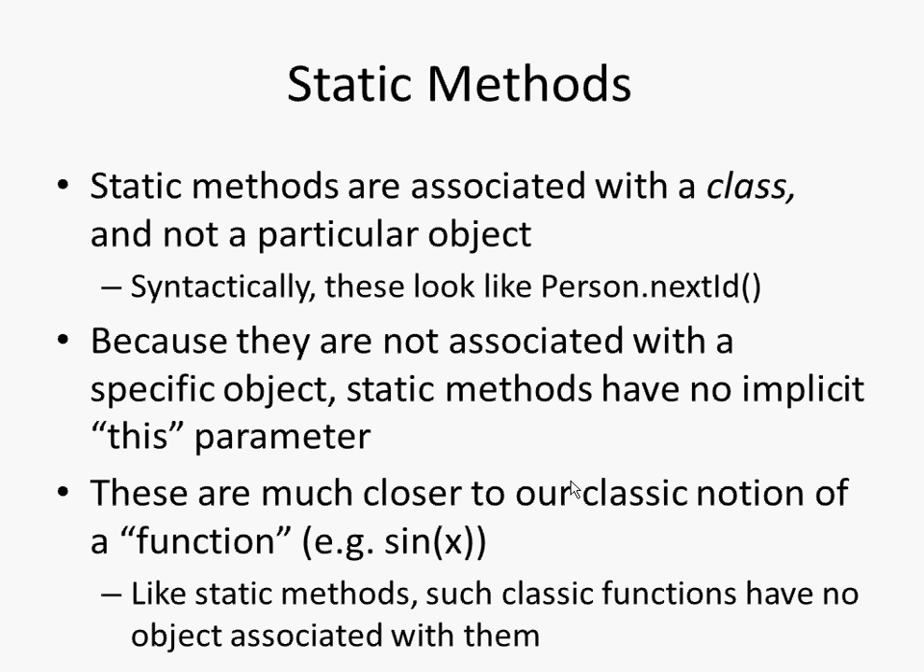Give me the square of 3.14159, and it will give you the square. You say, give me the square root of 36, and it will give you the square root of 36. Those don't have to be called on an object. There's no need for an object to call them. They don't require that information. So these are what we call static methods. And generally, if it doesn't need to be called on an object, you declare it static.